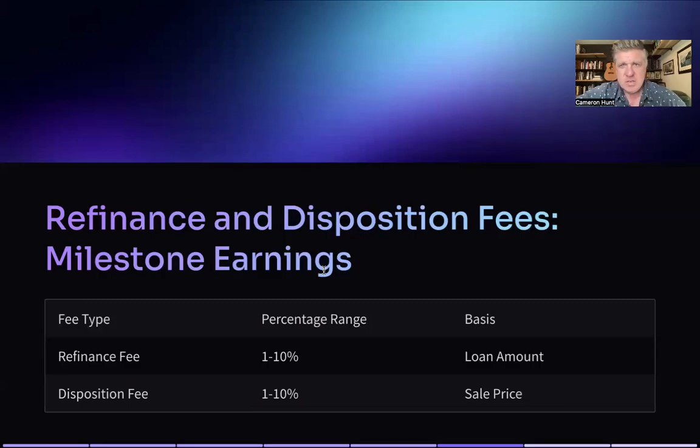The other is a disposition fee. So that's when the property is actually sold, getting the property ready to sell, et cetera, doing all that work. Then there might be a fee there, typically on the lower end of this, 1-2%, and it's based on the total sale price. And that's paid out at closing.